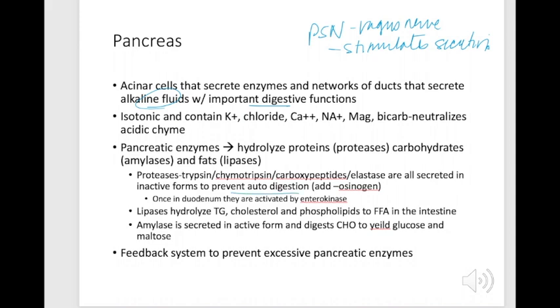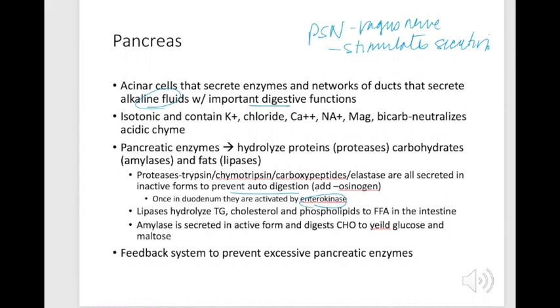So you add zymogen to each one of these to get those precursor forms. And that basically is what protects the pancreas from digesting itself. Once they're in the duodenum, in the inactive forms, which are basically proenzymes, they're activated by enterokinase. And that is an enzyme that is secreted by the duodenal mucosa.